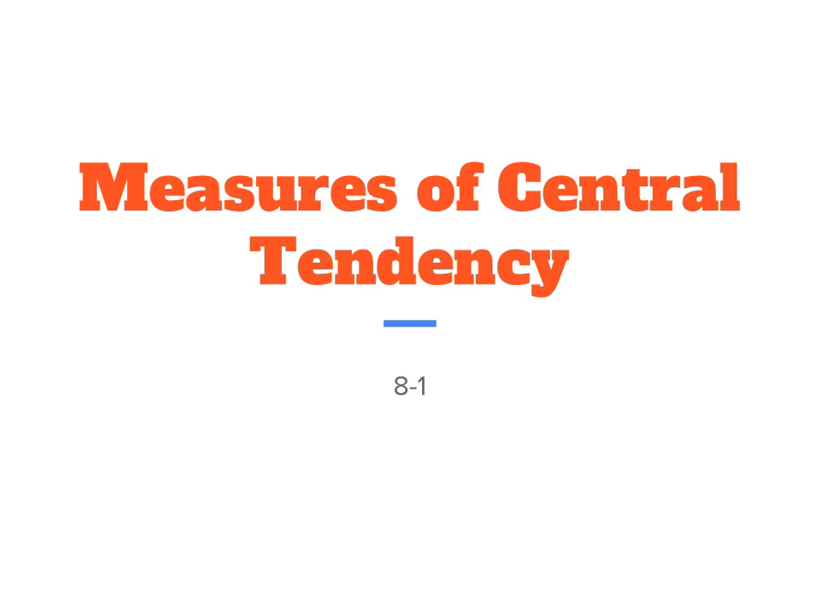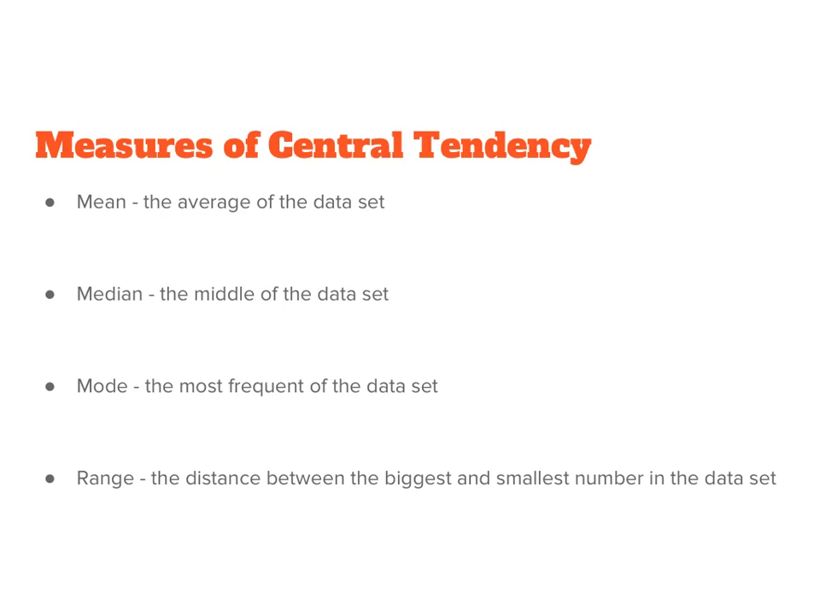Welcome to Lesson 8.1. Today we're going to talk about measures of central tendency. There are 4 measures of central tendency that we're going to be talking about today: the mean, which is the average of the data set, the median, which is the middle of the data set, the mode, which is the most frequent value in the data set, and the range, and that's the distance between the biggest and smallest number in the data set.